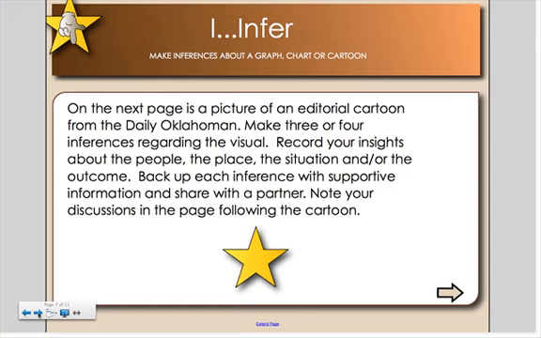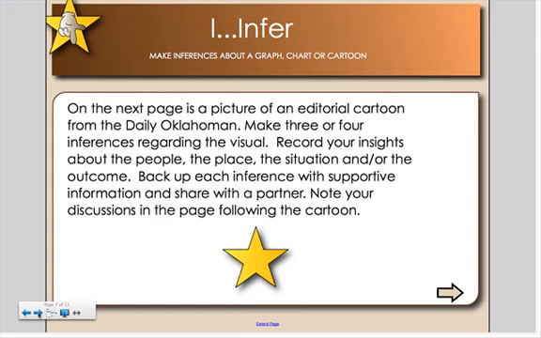Okay, now let's make an inference about a cartoon. On the next page is a picture of an editorial cartoon from the Daily Oklahoman. Make 3 or 4 inferences regarding the visual. Record your insights about the people, the place, the situation, and/or the outcome again. Back up your inference with supportive information and share with a partner.